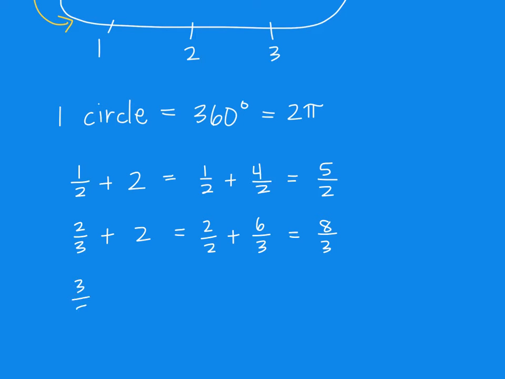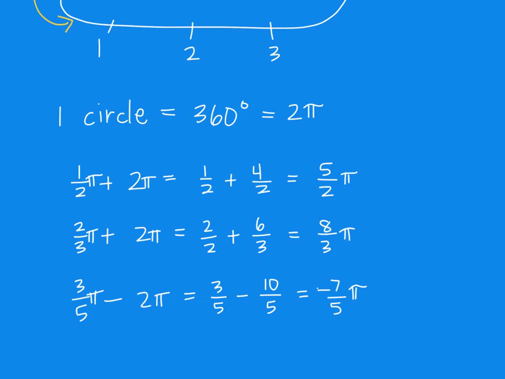Right? And if you've got 3/5 and you're subtracting 2, okay, you need a common denominator. And so you're going to change that into 10/5. It's still 2. It's just the common denominator, and you get -7/5. Throw pi on that, and then we're in trig. Okay, you throw pi onto all of these, and now these become trig problems. And so the answer would be 5/2 pi, 8/3 pi, -7/5 pi.